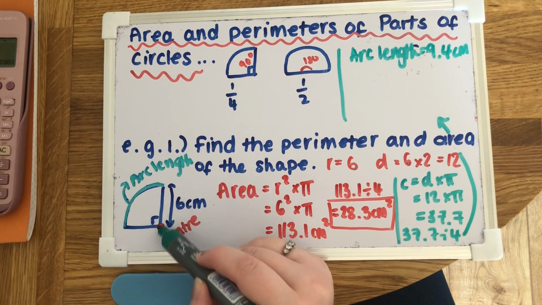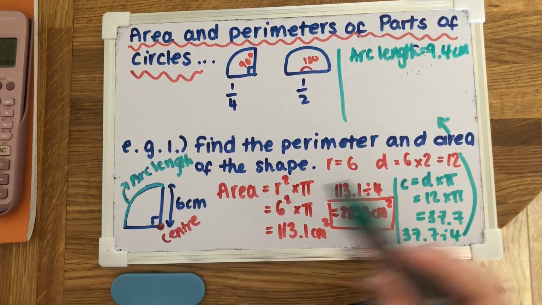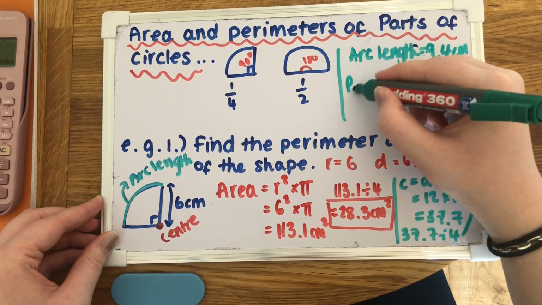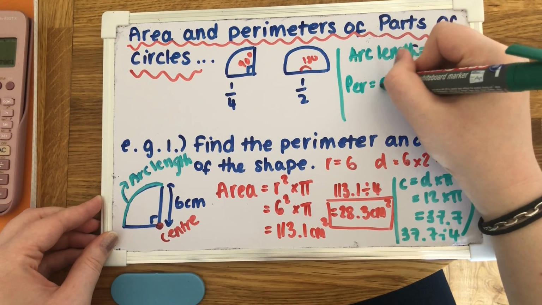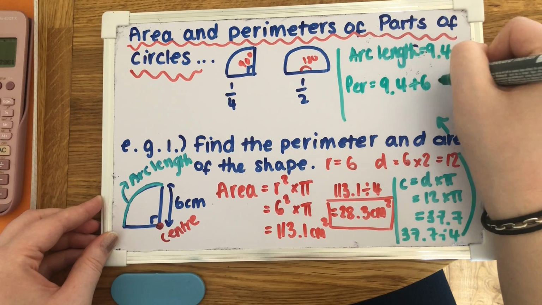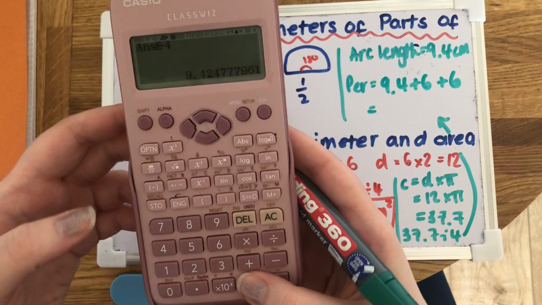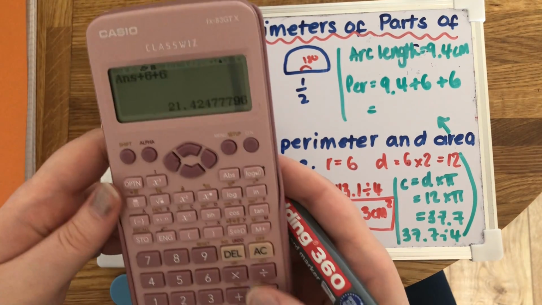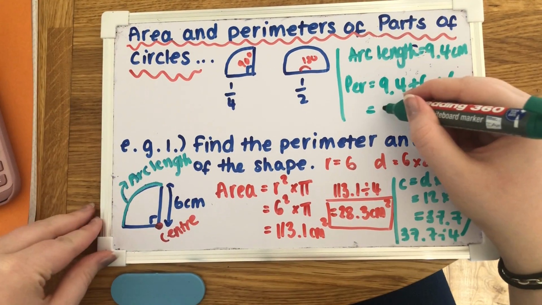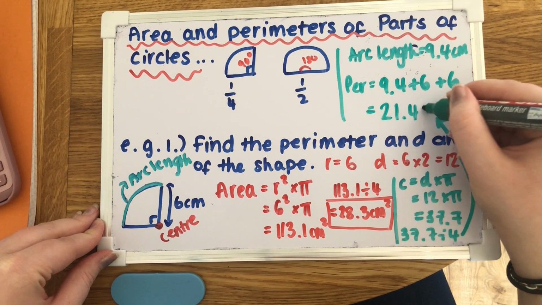Now again, we want the perimeter, so we've worked out this curvy bit. We then need to add on 2 lots of the radius because they're what the straight edges are. So the perimeter will be 9.4 plus 6 plus 6, 21.4. Yeah, 21.4 centimetres.